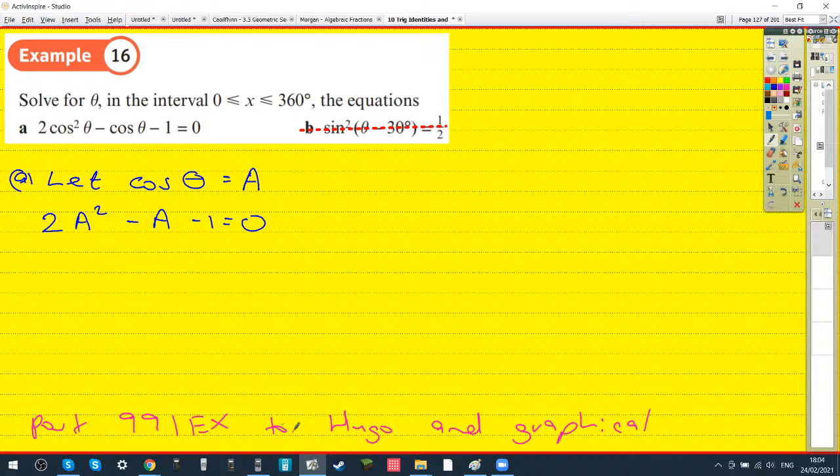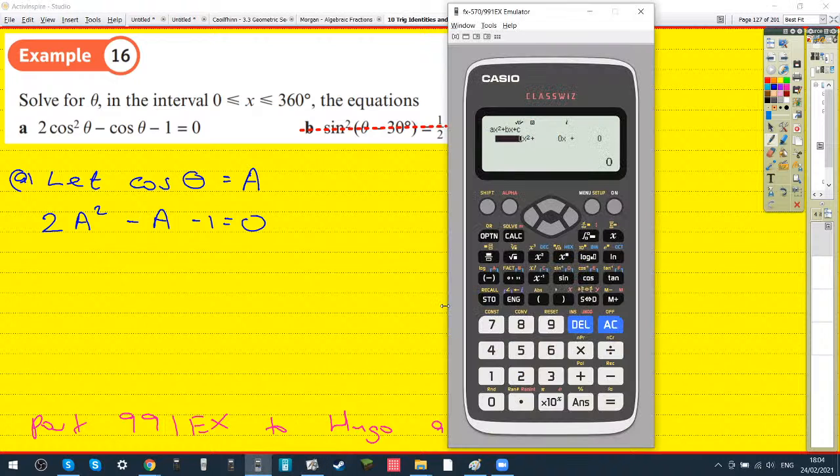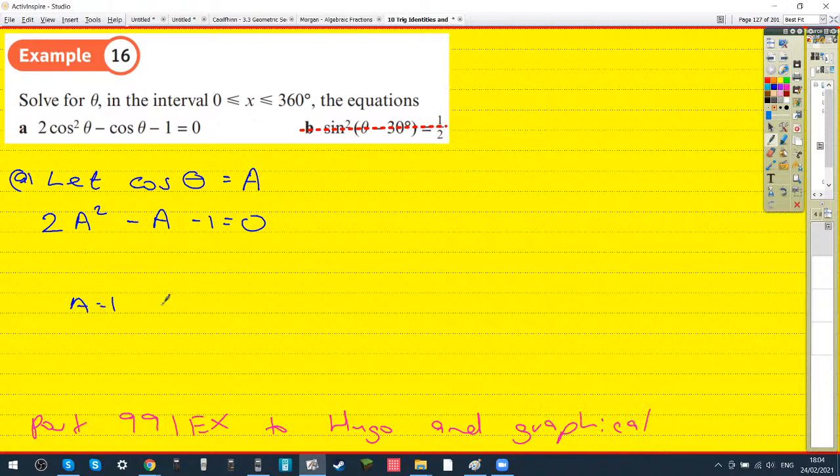Let's see. What is A? What is B? What is C? 2, 1 and minus 1. And you can do it by factorizing. So A is 1 or A is minus a half. So you could factorize it and say A minus 1 and 2A plus 1 equals 0. So you could do it by factorizing.